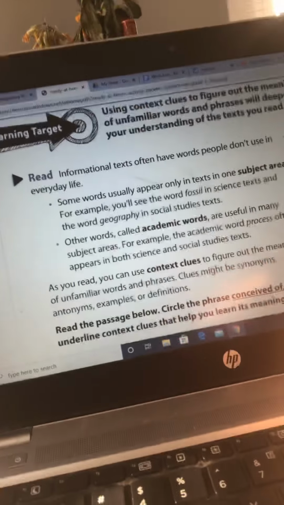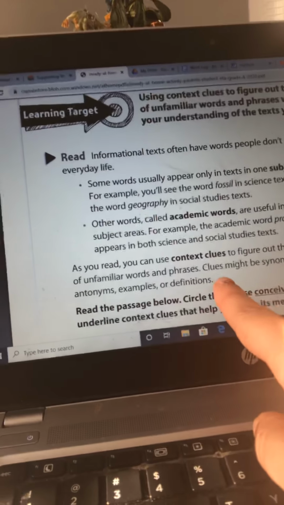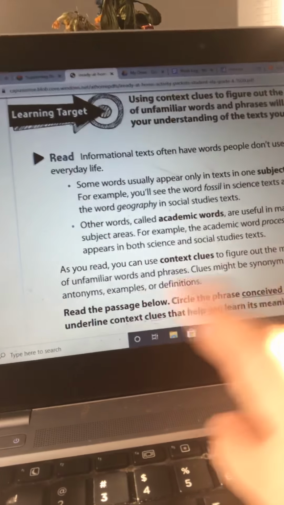Let's keep going. As you read, you can use context clues to figure out meanings of unfamiliar words and phrases. Clues might be synonyms, antonyms, examples, or definitions. Our last lesson, we talked about examples and definitions. So synonyms and antonyms. What's a synonym? I remember because synonym starts with an S, just like same. Synonym, same. Words that mean the same thing. Antonym means words that mean opposite. Cool.